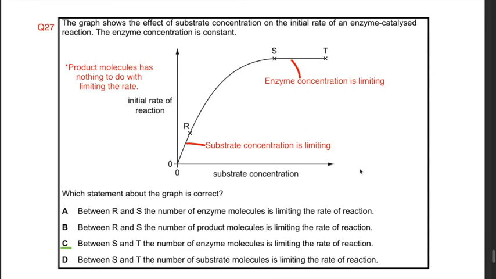D. Between S and T, the number of substrate molecules is limiting. That is also incorrect, because substrate concentration is increasing as you proceed. Therefore, towards the end of a reaction, it cannot be limiting. Only towards the start, the substrate concentration could be limiting. Hence, D is incorrect.